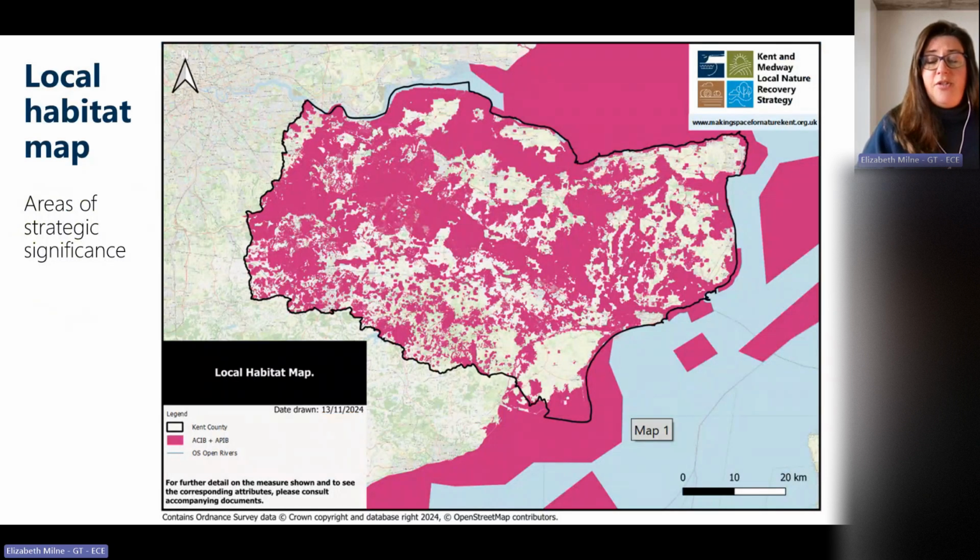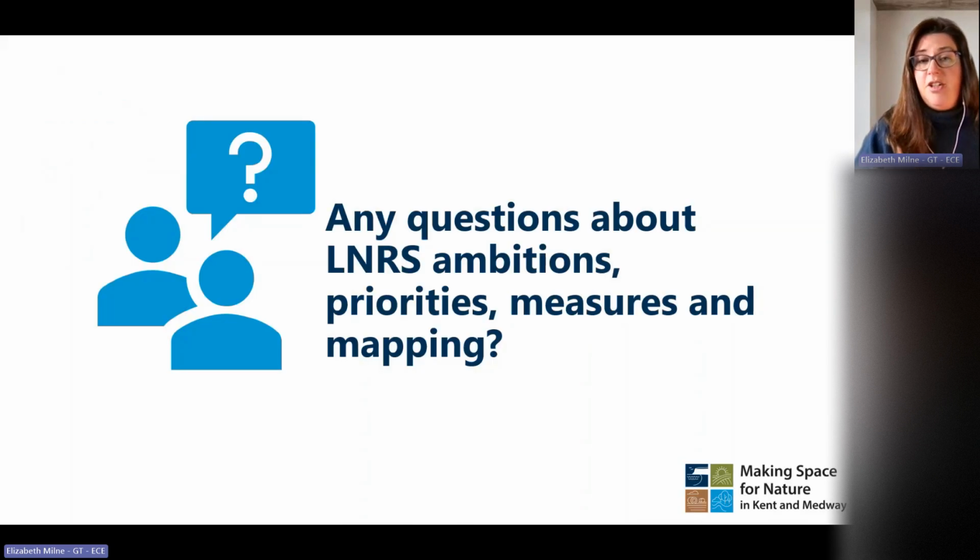I will outline how the strategy and its maps are used to inform nature recovery in the final session, but I'll just pause now in case there are any questions about the strategy's ambitions, priorities, measures, and the approach we took to mapping. So I'll hand over to you, Katie.